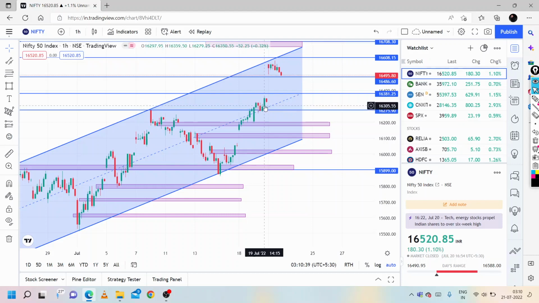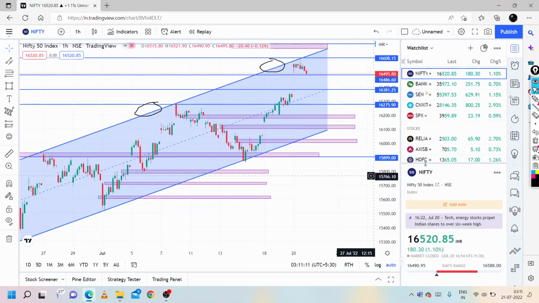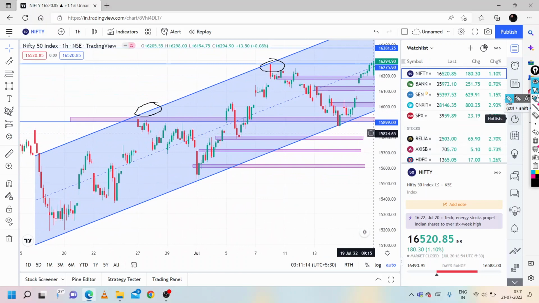If it took support from here and was not supposed to come down, it should have continued its upward rally and should have broken the channel. But since there is a strong resistance at 16,600 both on OIs and all, and this channel is also acting as a strong resistance, every time the market touches over here, it comes down. You can see it came down over here, it came down over here. Similarly, it came down in the past also. See, it came down over here. So all the three points it came down.